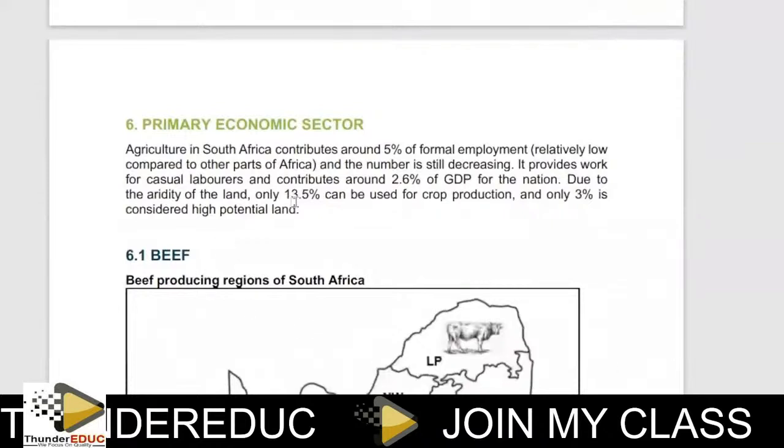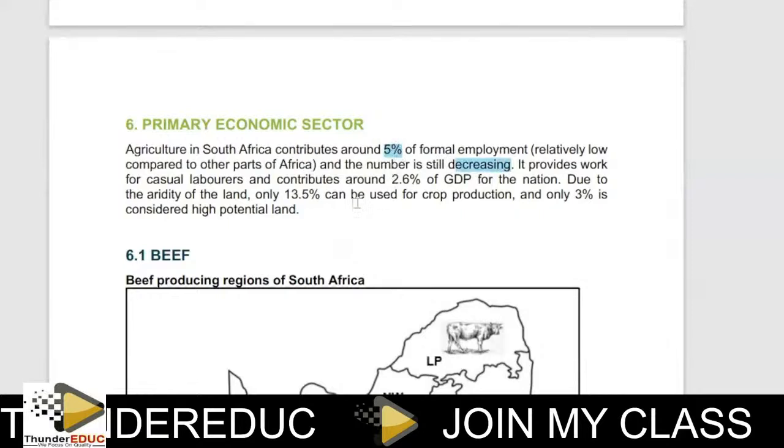Now, the primary sector of South Africa contributes 5% of the formal employment. Look at 50 plus million people, and they say only 5% are employed in this sector. That is very few people, and the number is still decreasing. Can you imagine? Very few people are working in that sector.